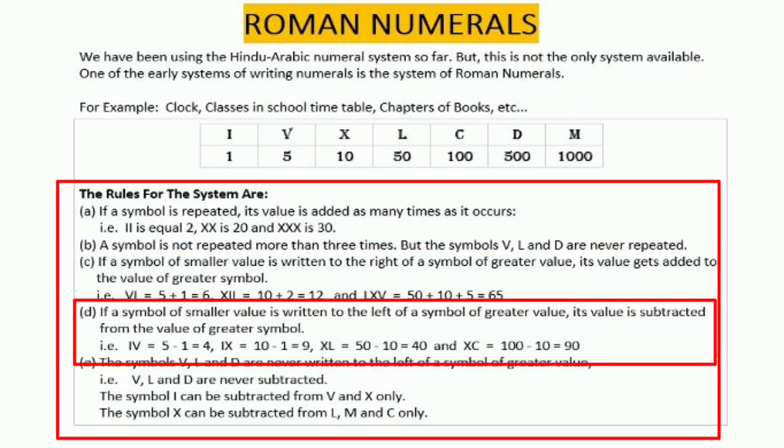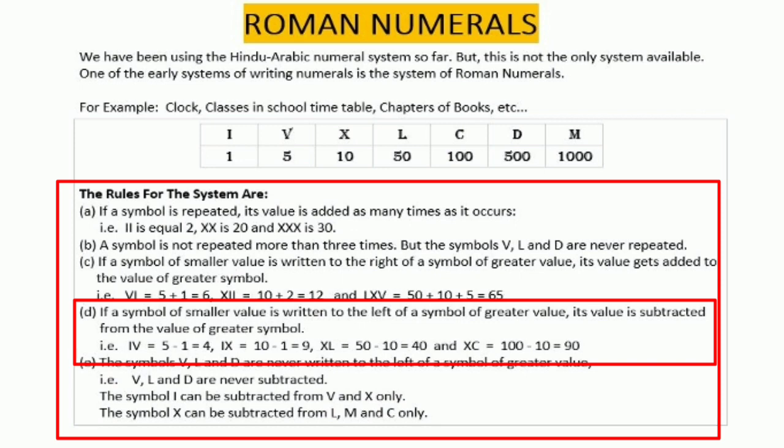Then come to the fourth rule. If a symbol of smaller value is written to the left of a symbol of greater value, then its value is subtracted from the value of the greater symbol. Let us take some examples. That is IV. Here I is equal to 1, V is equal to 5. As I is written to the left of V, we have to subtract 5 minus 1, that is 4. That means IV is equal to 4.